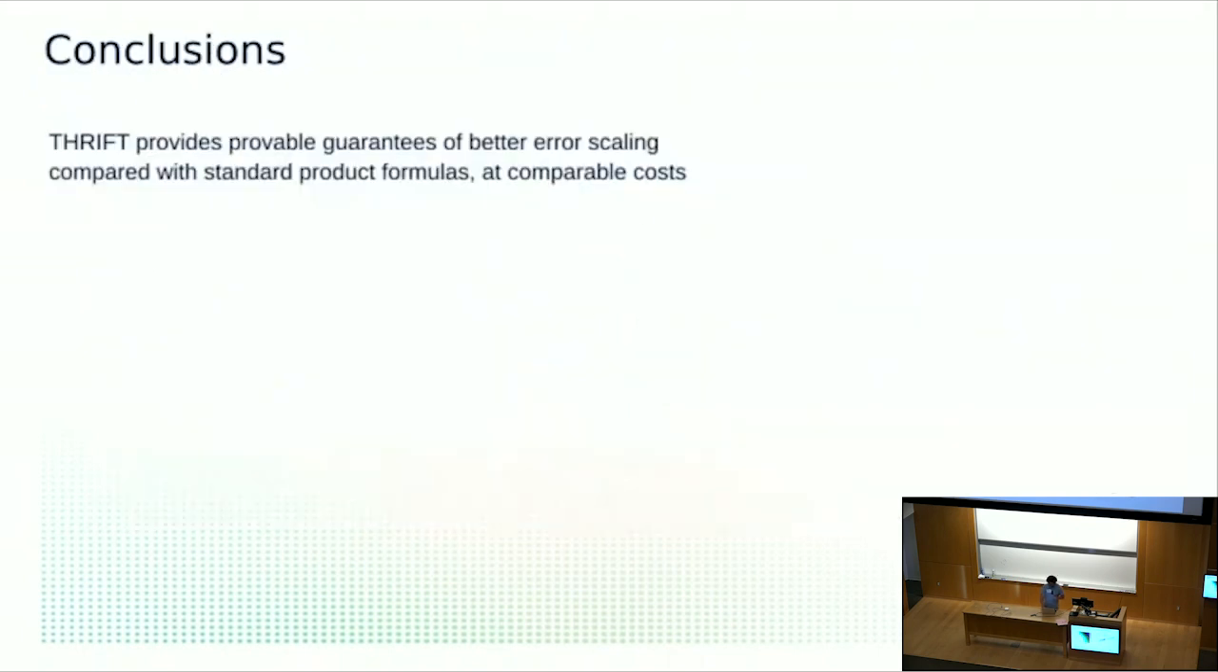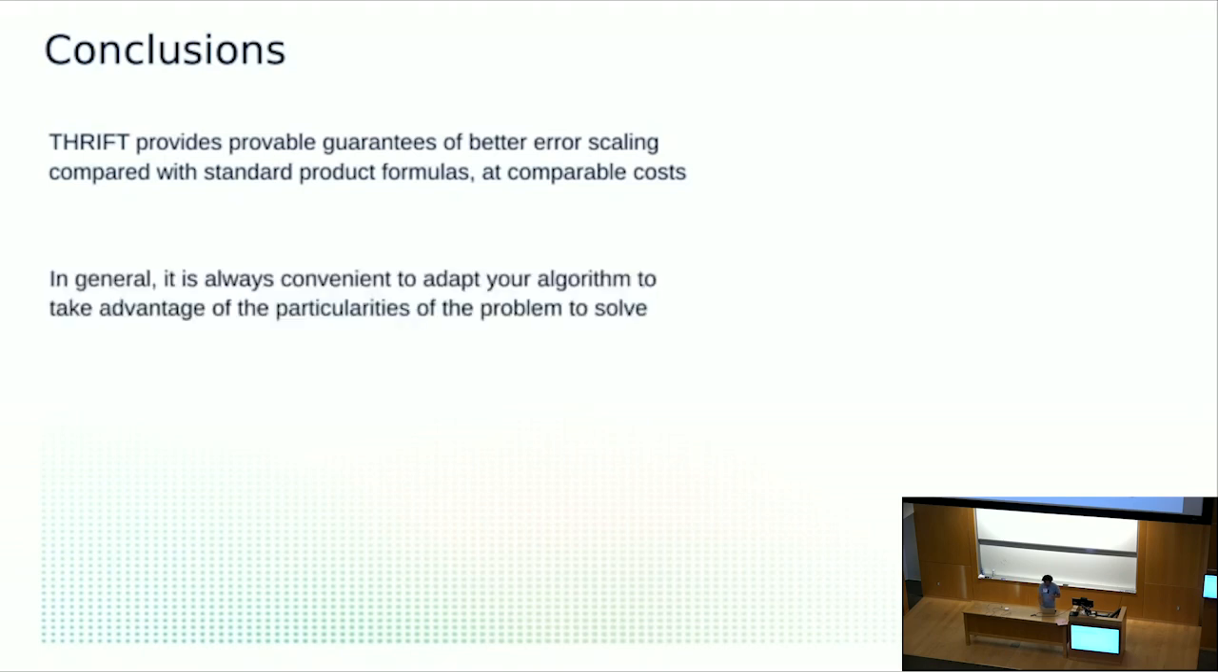Okay. So yes, to conclude, the nice thing about this work is that we have two kinds of things that go hand in hand. We can provide provable guarantees, like we can prove that this is better in the scaling limit when you take alpha to be very small compared to standard product formulas, and the costs are comparable.